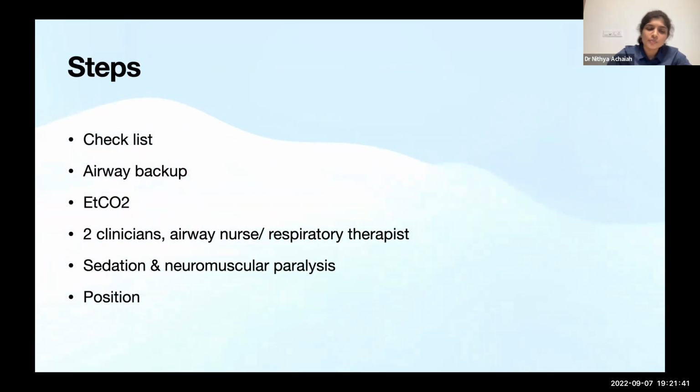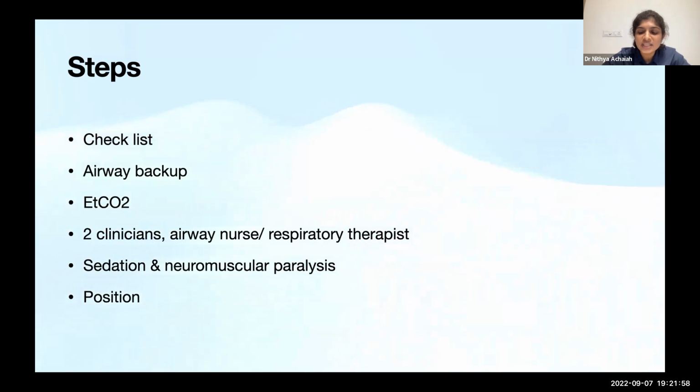After that, the patient should be positioned. So while positioning the patient, we can keep a roll on the shoulder and then give some neck extension to the patient. After that, the endotracheal tube can be pulled out so that it does not come in the way of the tracheostomy tube.